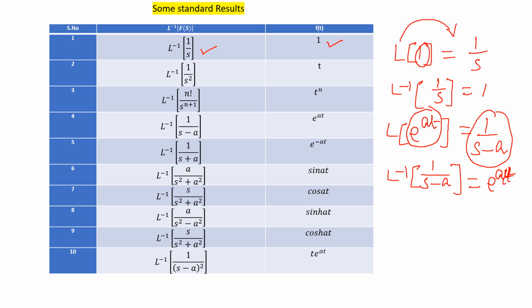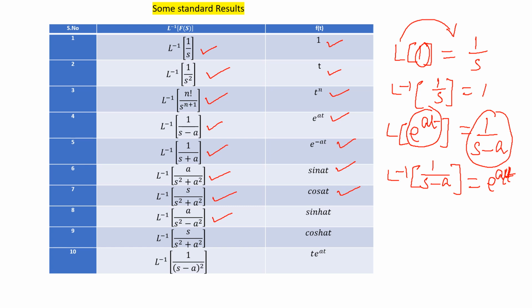L inverse of 1 by s squared is t. L inverse of n factorial by s power n plus 1 is equal to t power n. L inverse of 1 by s minus a is equal to e power at. L inverse of 1 by s plus a is equal to e power minus at. L inverse of a by s squared plus a squared is equal to sin at. L inverse of s by s squared plus a squared is equal to cosine at.